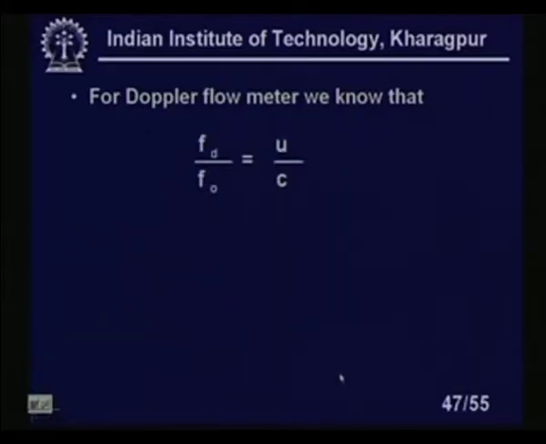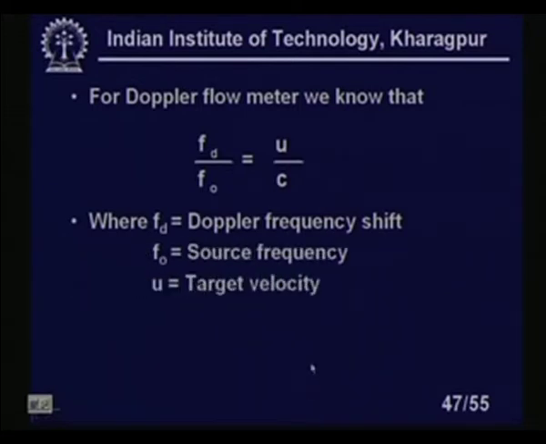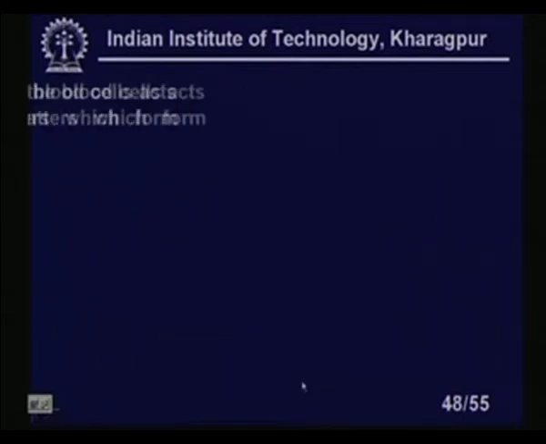For a Doppler flow meter, we know that Fd/Fo = u/c, where Fd is the Doppler frequency shift and Fo is the source frequency, which is basically the ultrasonic frequency. u is the target velocity and c is the velocity of sound. Okay, sorry, Fo is the source frequency, not velocity. Fo is the source frequency or the frequency of the ultrasonic sensor.